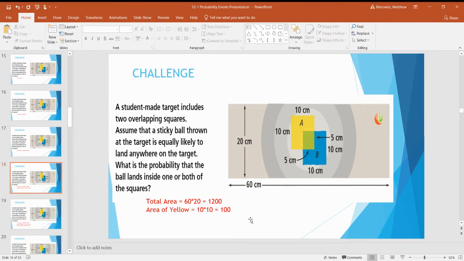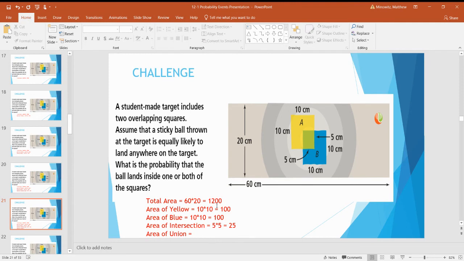So we're going to do the area of the yellow, which is 10 by 10, the area of the blue, which is 10 by 10, and we're also going to need the intersection because these two events aren't mutually exclusive. The ball can land in yellow and blue at the same time, right in the middle. So that's 5 by 5, which is 25.